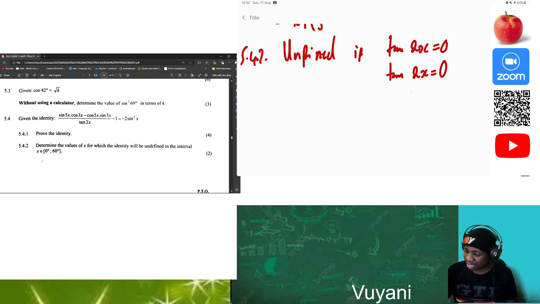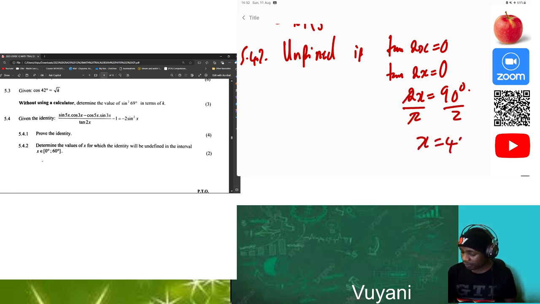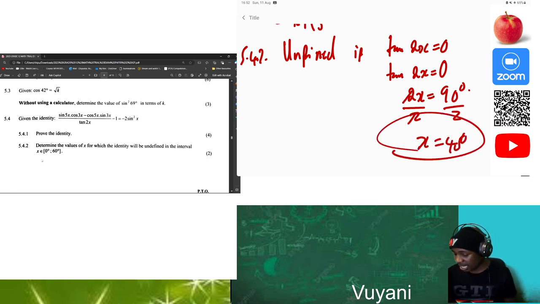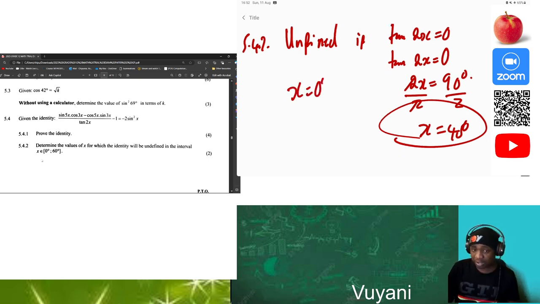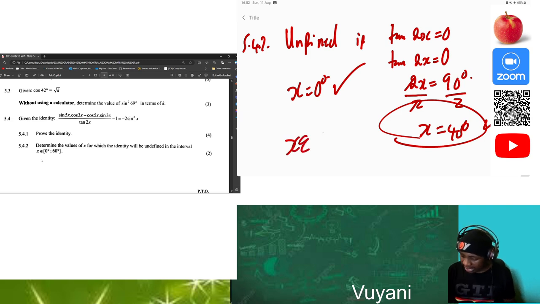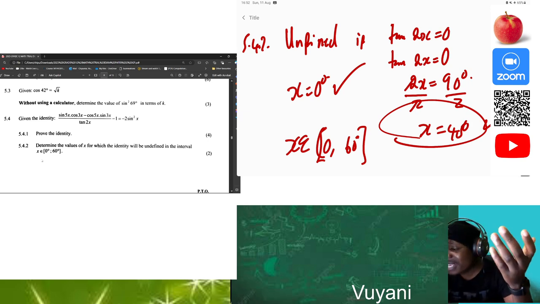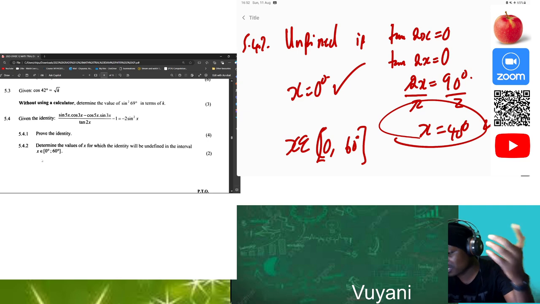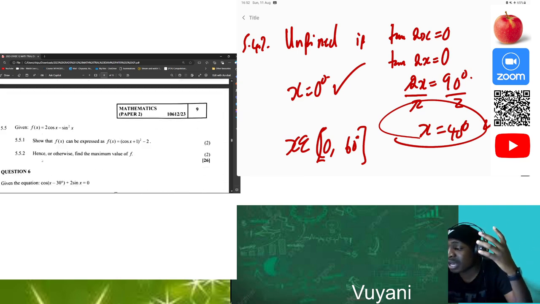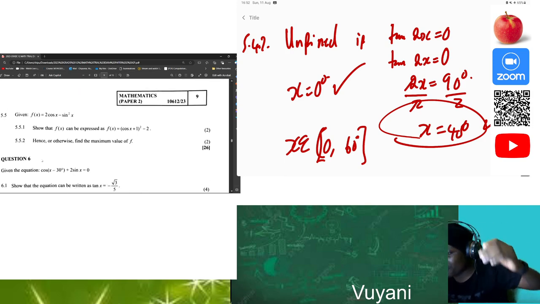So tan of 0 will give us 2x equal to 90 degrees. From that part, we can solve for x by dividing by 2, then x is equal to 45 degrees. So we can see that the value of x is equal to 40 degrees, and also x is equal to 0 degrees. These are the two values of x in the interval 0 to 60 degrees, so it won't be defined at those two values. Otherwise, you could have just said it's undefined when tan 2x is equal to 0. Then try to plot the function using your calculator so that you can get the coordinates at which it gives you an undefined result, so that you can have the proper answer.